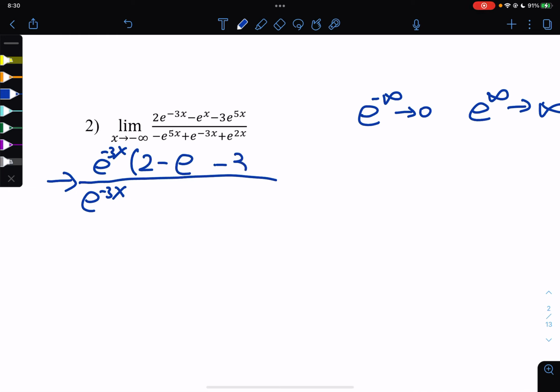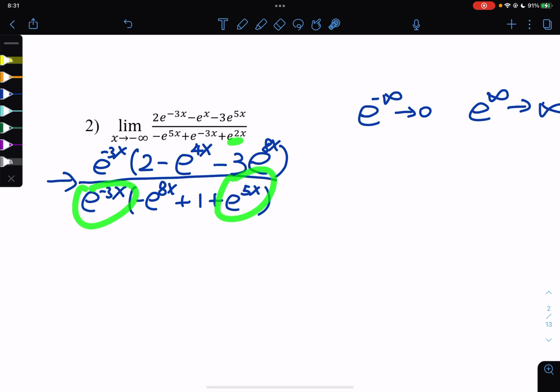So I need to figure out what is going to be my exponent. So whatever is here, multiplied by that, gives me e to the x. So e to the x divided by e to the negative 3x gives me e to the positive 4x. So those two terms multiplied together give me that, and keep going. So I would have 8x here. I would have negative e to the 8x plus 1 plus e to the 5x. So this multiplied by that gives me this term.